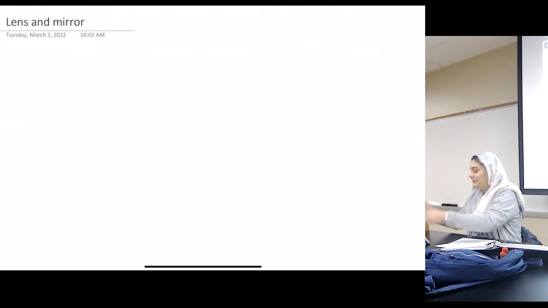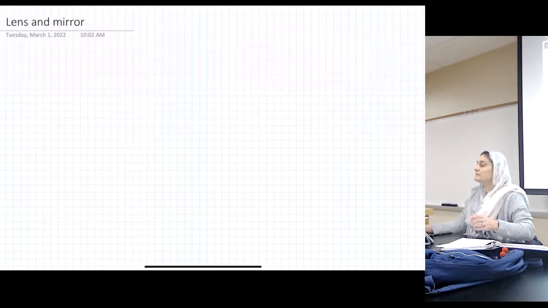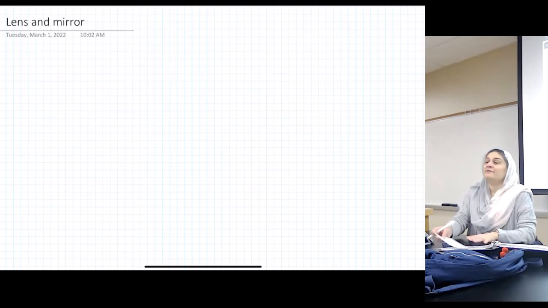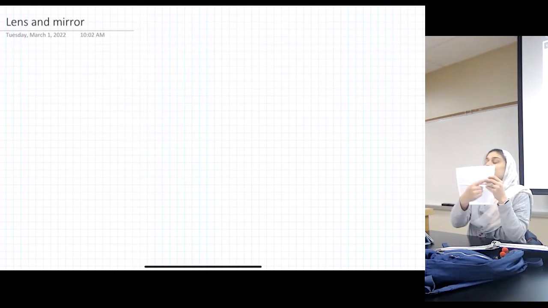And for those of you who are on iPads, change your view to be this one. The little boxes? Yeah, sorry, the graph one. Thank you. That's the word I was looking for. And for everybody else who's using paper, may I suggest you use the landscape version?